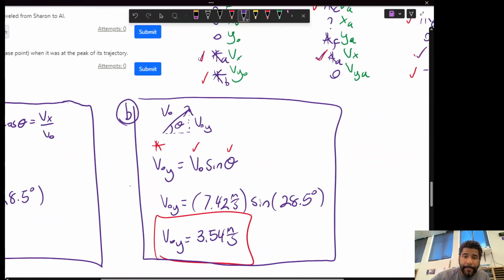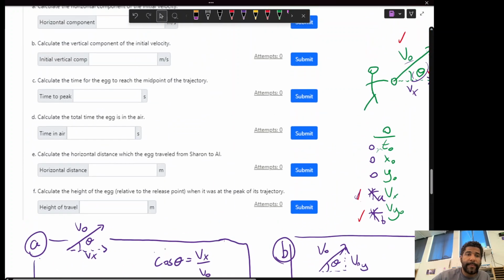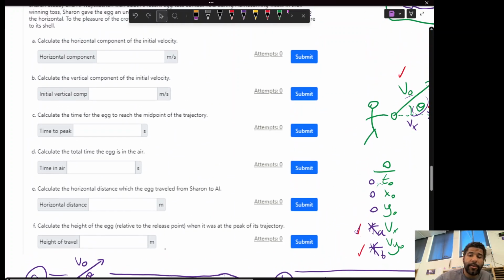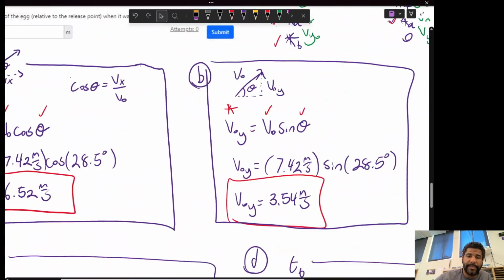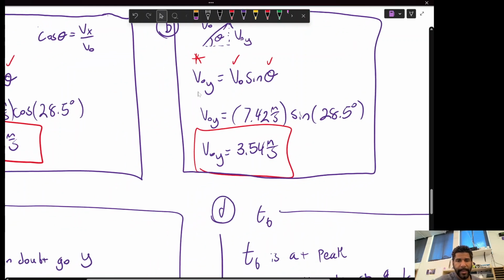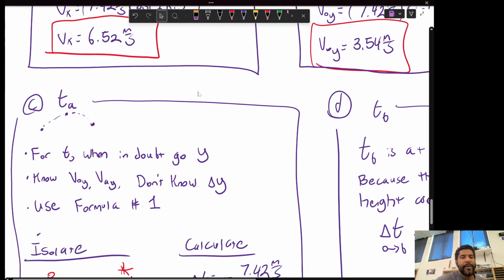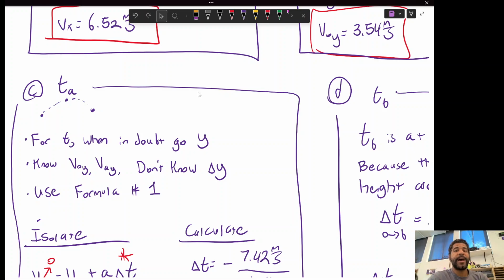Then B, they want me to find V naught y. I take the vertical component, the same process I had from before. V naught y is equal to V naught sine theta. And now I'm left with finding the time to the peak. And like I said, when finding time, you might as well go to the y, 99% of the time.